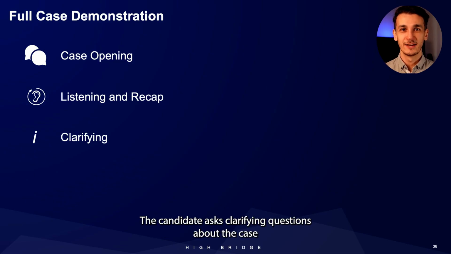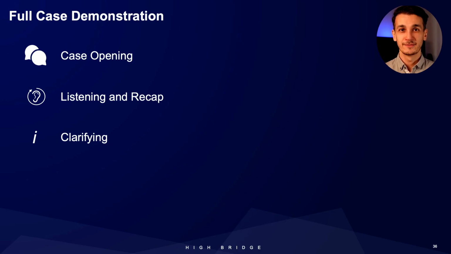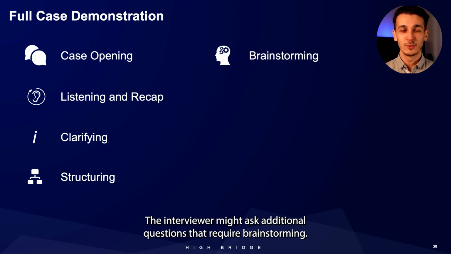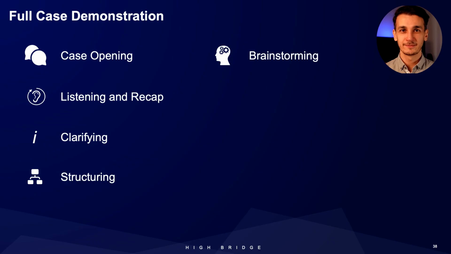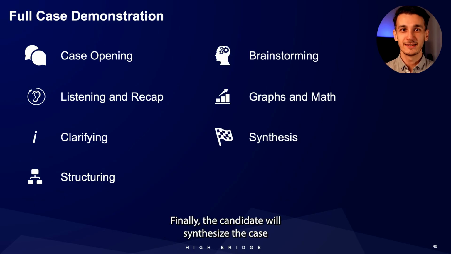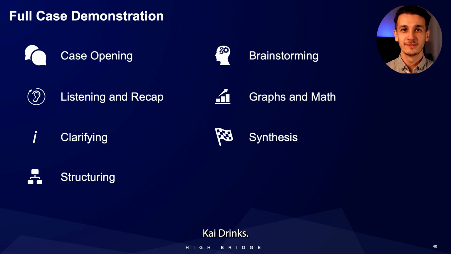The candidate asks clarifying questions about the case to ensure they fully understand the situation and the question. Next, the candidate requests a couple of minutes to structure their approach to the question. The interviewer might ask additional questions that require brainstorming. Almost all cases will have quantitative data for interpretation and calculations. Finally, the candidate will synthesize the case and provide their final recommendations to the case question using top-down communication supported by evidence. Without further ado, let's begin our case demonstration with the case Kai Drinks.